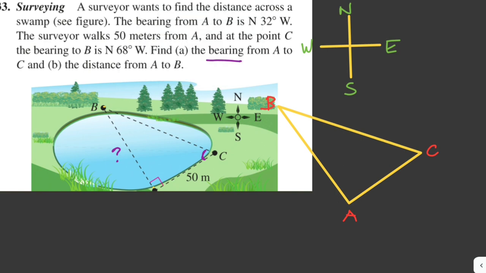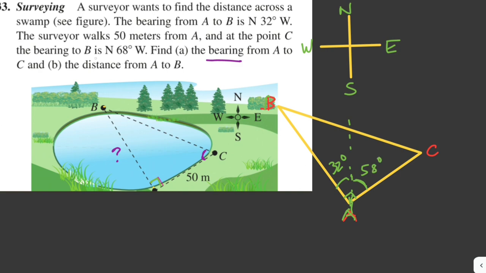And it is given here that the bearing from point A to B is 32 degrees. Let's draw our meridian here. Our reference line is side AB. So that means this is 32 degrees. And it is given that this is 90. Then this angle here is just equal to 90 minus 32. So this is 58 degrees.